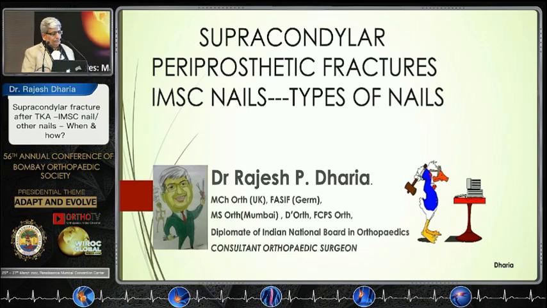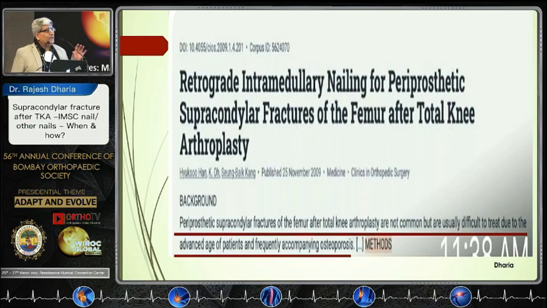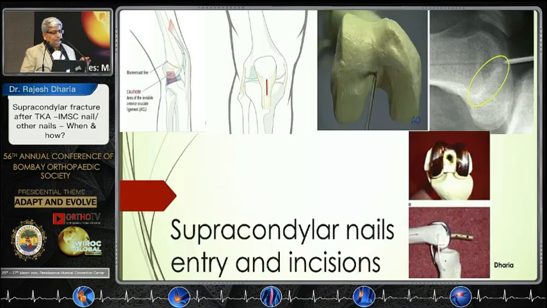Now, the background, as we all know, is that these periprosthetic supracondylar fractures are not very common, and they are usually difficult to treat because of the advanced age of the patient and frequently accompanying osteoporosis. Mind you, these are important words. As you can see, the entry point in an implanted knee is slightly posterior to the one documented for a knee without an implant.